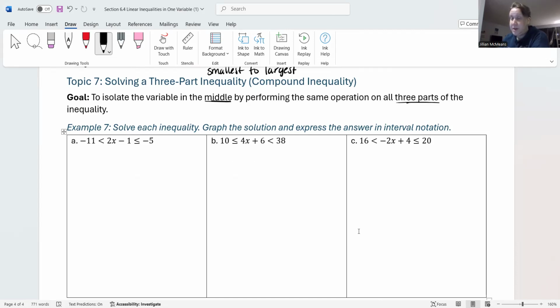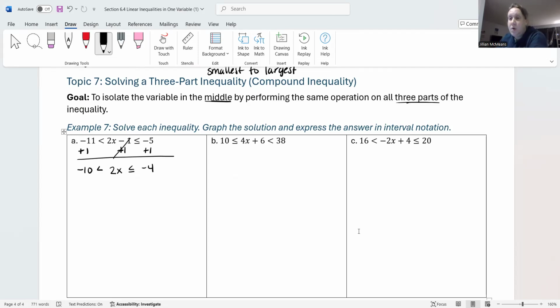So the first thing I want to do is isolate the 2x. That means minus 1 is a problem. So how in math would we undo minus 1? We would add. So we're going to add 1 to the middle, to the right, and to the left. So we have to add 1 on all 3 parts of this inequality. Okay, and then we simplify all 3 parts. So negative 11 plus 1 is negative 10. 2x minus 1 plus 1, well, the minus 1 plus 1 just becomes 0, and I'm left with 2x in the middle. And then that is going to be less than or equal to negative 5 plus 1. Negative 5 plus 1 is negative 4.